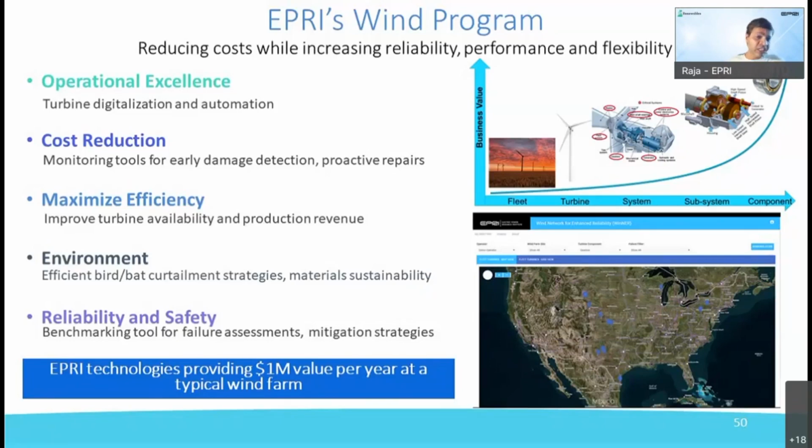And last but not the least is reliability and safety. At EPRI, we have been working with utilities and operators, getting their fleet reliability data into our web-based tool, which is Winner.